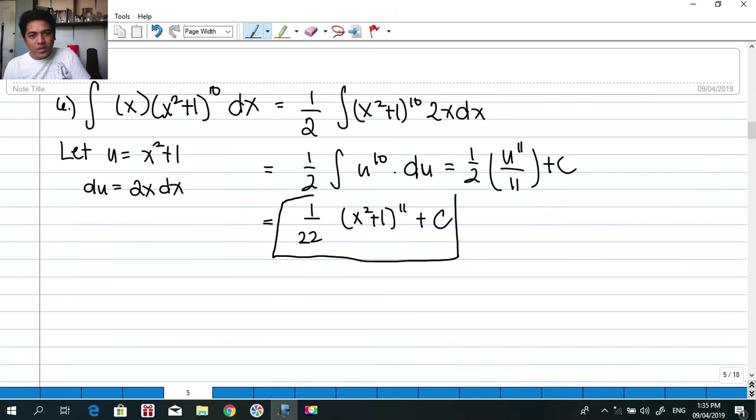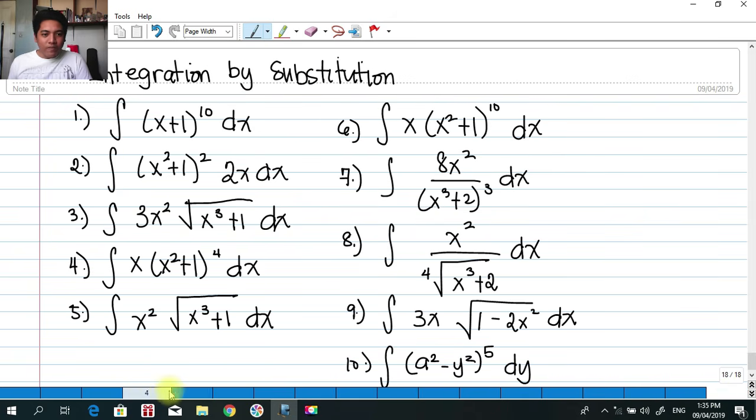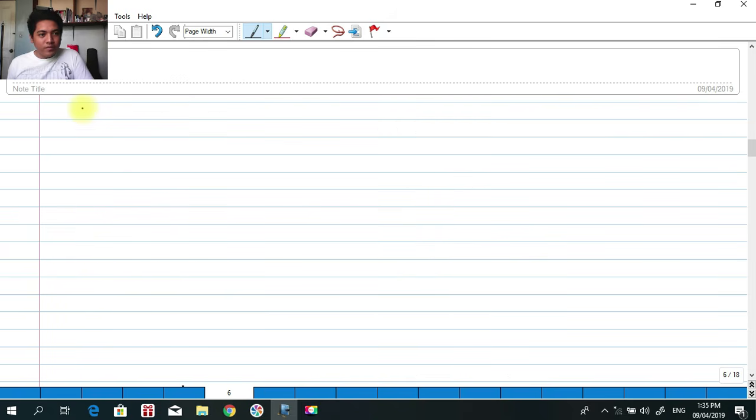Well, actually, integration by substitution became handy. Why? Because if we're going to evaluate this x squared plus 1 raised to 10, we shall be using Pascal's triangle, which is time-consuming and very difficult, and expand this whole expression. But using integration by substitution, we can simply get the integral by implementing u and getting the derivative of u with respect to x. Okay, so for number 7, we have 8x squared.